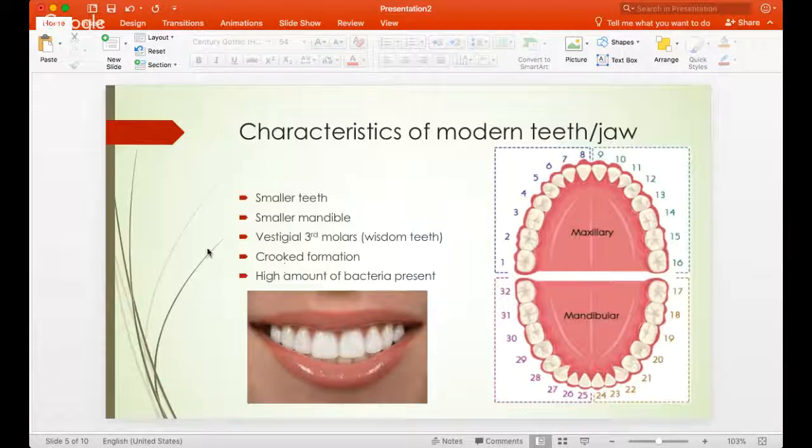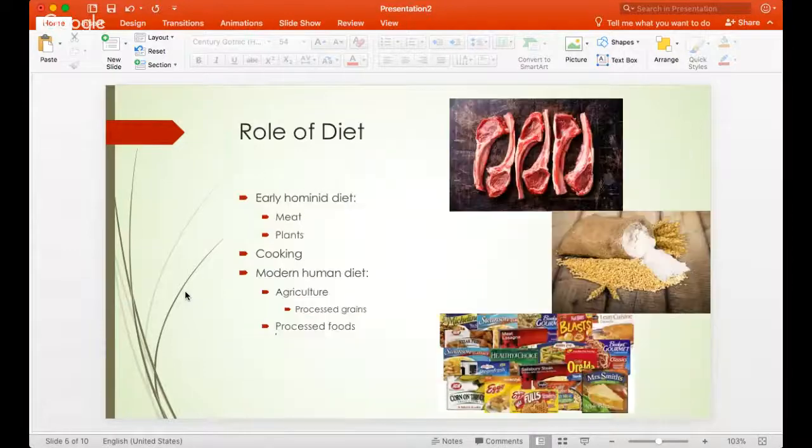And so, along with this shrinking of the mouth, we find that there's a crooked formation, just because we still have the same number of teeth, but a smaller surface to fill them all. And then the other interesting thing was that there was actually a higher amount of bacteria present. Through a lot of the research that I found, we believe that based on the dietary changes, there's a stark difference in the bacteria.